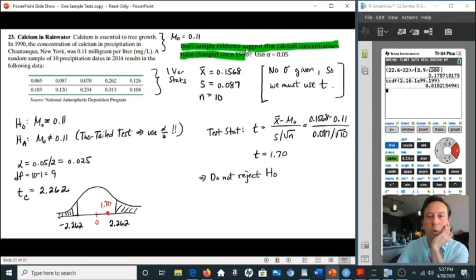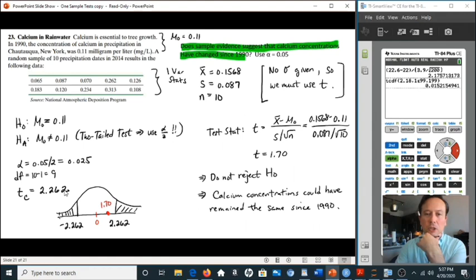So now to answer the question, have the calcium concentrations changed since 1990? No, right? We're supporting the status quo from 1990. So that means calcium concentrations could have remained the same since 1990. You could also say calcium concentrations may not have changed since 1990.